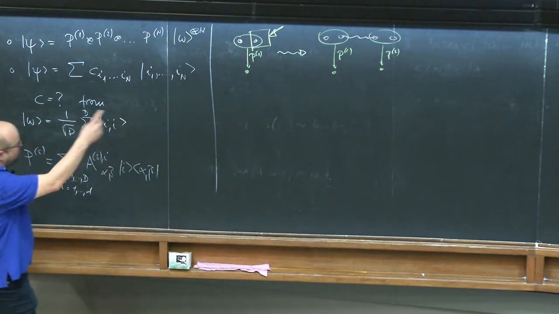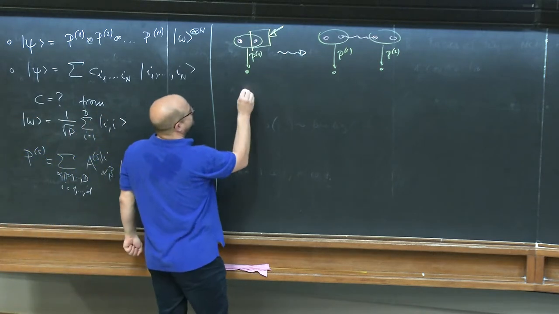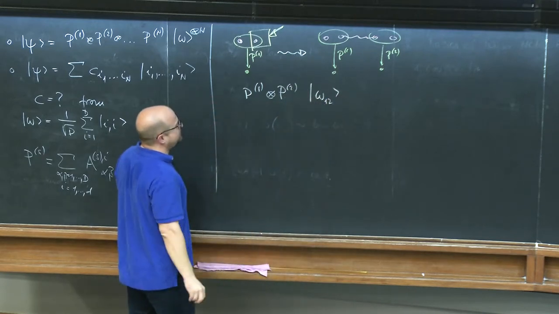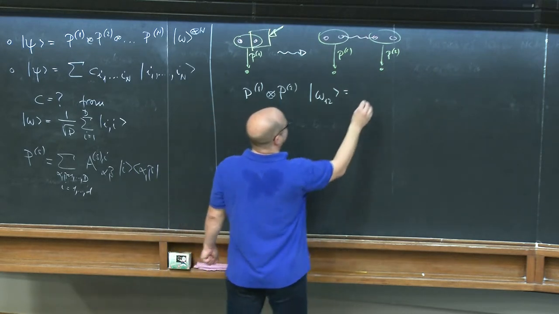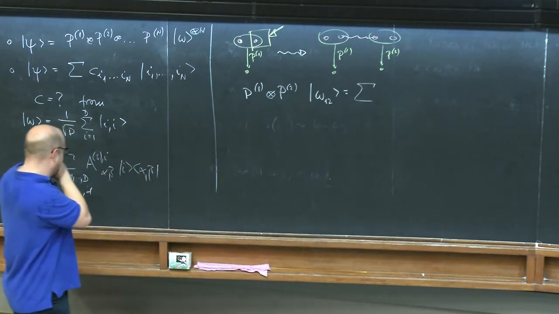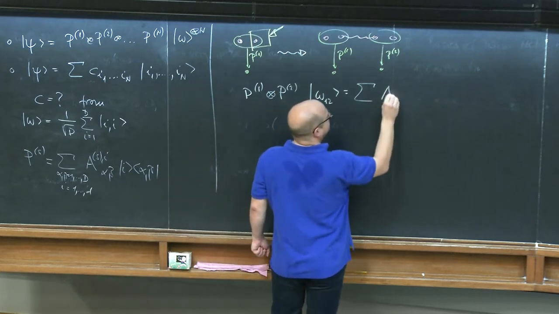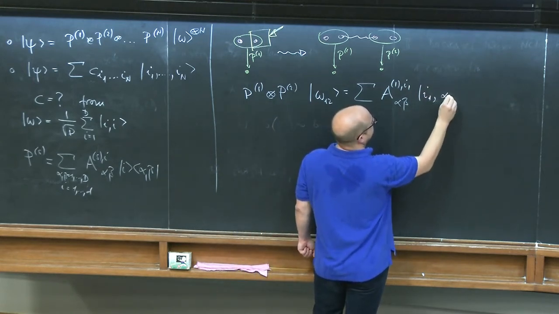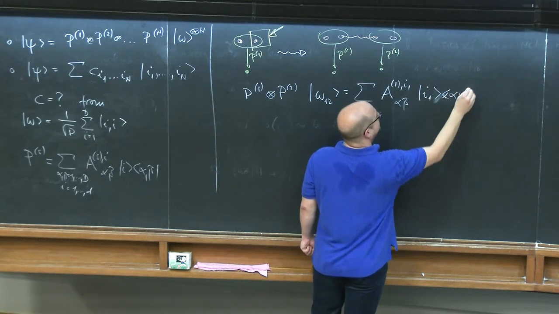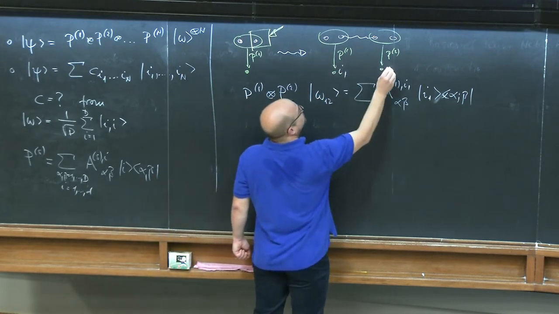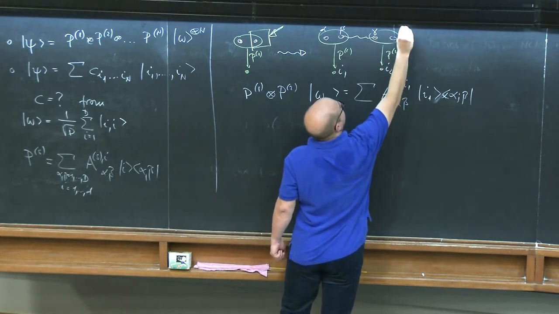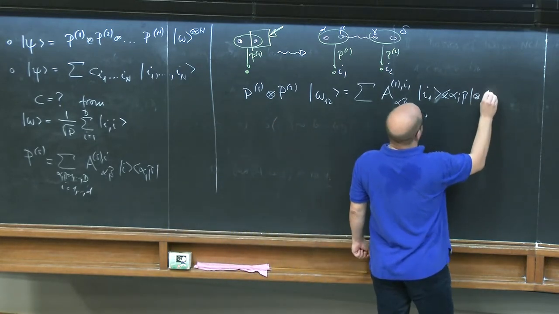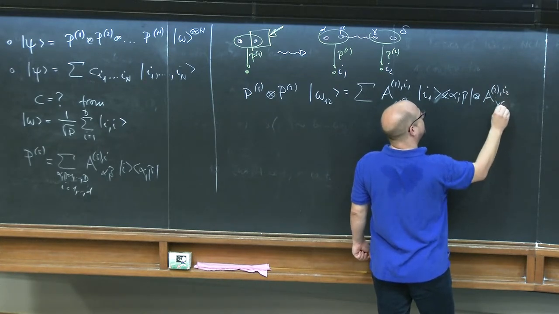Well, let's just write down what we have at the right. So we have P1 times P2 applied to omega sitting between sites 1 and 2. Which is what? Well, lots of summation indices for one thing. Then we have these P's, so we have A1, I1, alpha, beta, and then I1, alpha, and beta. That's I1, I2. We have an alpha, beta, gamma, and delta, okay? Okay, so we tensor this with A2, I2, gamma delta.